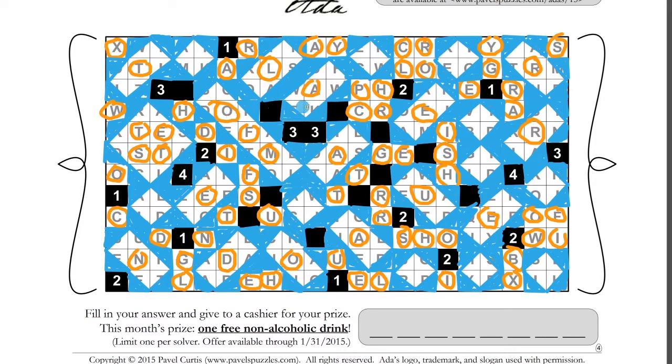X-ray crystallographer who created first images of the structure of DNA showing double helix. I should probably know this, but I don't. X-ray crystallographer. Double helix.